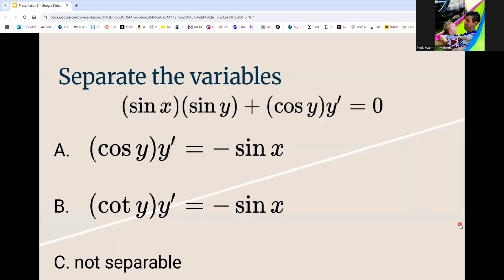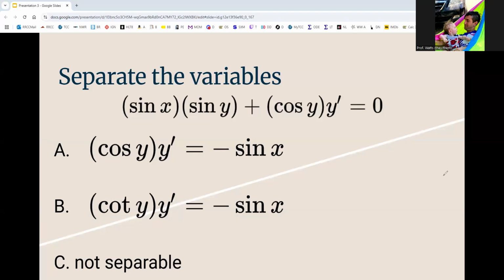We have an example here for you to try out. Sine of x times sine of y plus cosine of y times y prime equals 0. So this is indeed a first order nonlinear differential equation. And you want to see if you can separate it. So maybe it's separable in the form of A or B, or maybe it's not separable at all. Give it a try. Go ahead and try to write that out and separate it. All right, pause if you need more time.